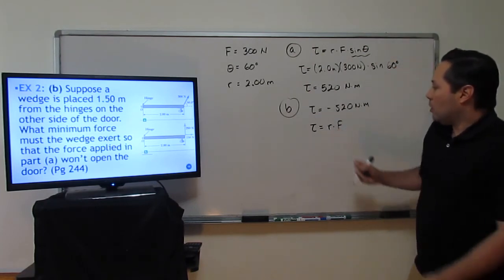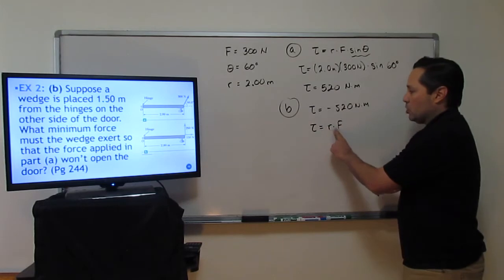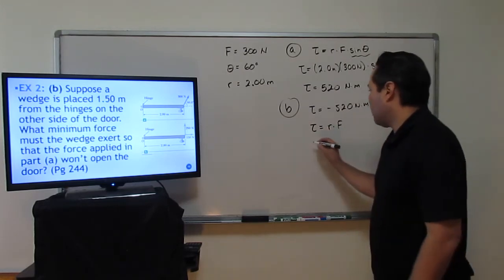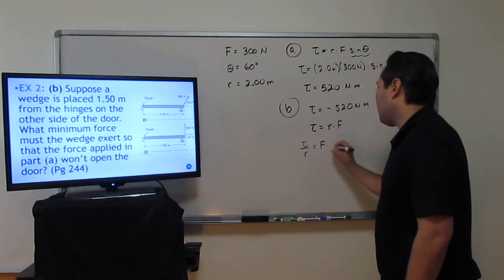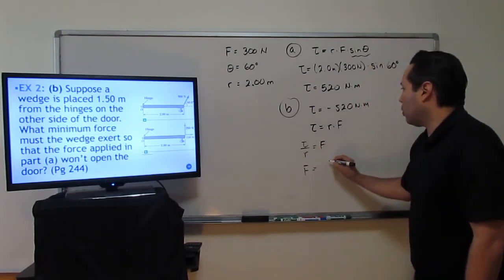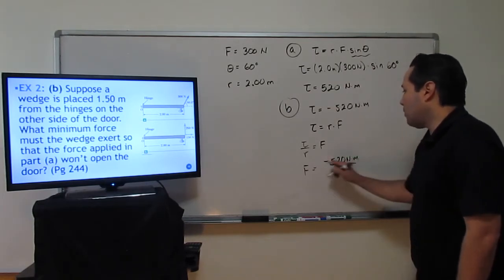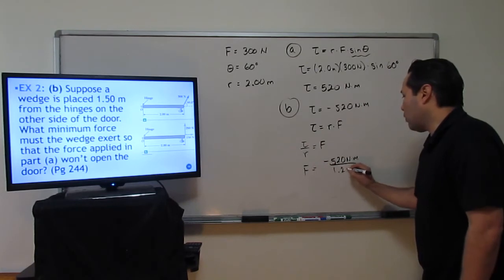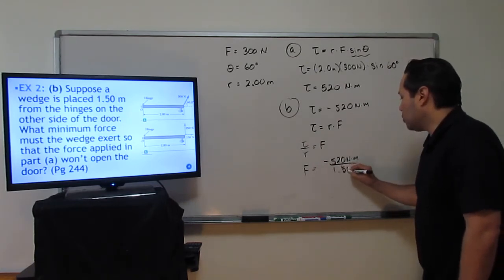Now we know that we want the wedge at 1.5 meters from the hinges, so that's going to give us how much force it's going to need to apply. That's really going to be torque over radius. So the force is equal to the torque, negative 520 newton meters, divided by the radius, which is 1.5 meters from the hinges of the door.